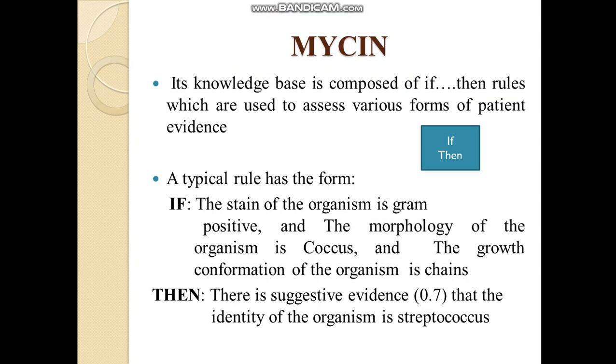MYCIN: its knowledge base is composed of if-then rules which are used to assess various forms of patient evidence. A typical rule has the form: if the stain of the organism is gram positive, and the morphology of the organism is coccus, and the growth conformation of the organism is chains, then there is suggestive evidence that the identity of the organism is Streptococcus.